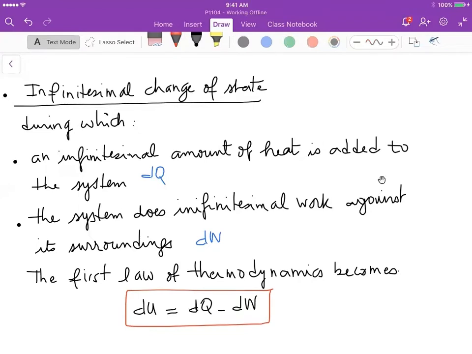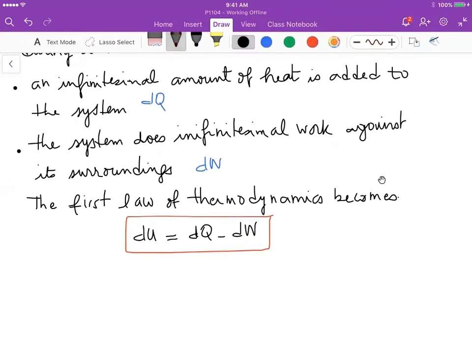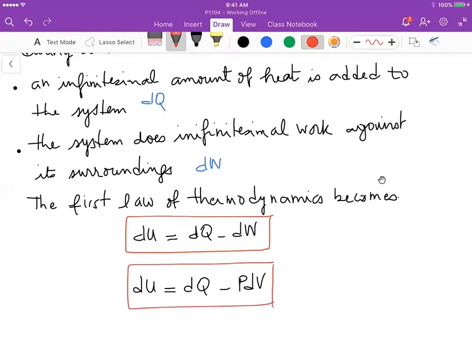Make sure that, before we go on, this can also be written as: if we replace dW with its value, let's not forget that dW, as we have seen earlier, is equal to PdV. So we can write down, if we replace dW with PdV, another form of the first law of thermodynamics, where we have dU equals dQ minus PdV. Of course this is the same relation, since dW equals PdV, but both are useful depending on where we are using them.